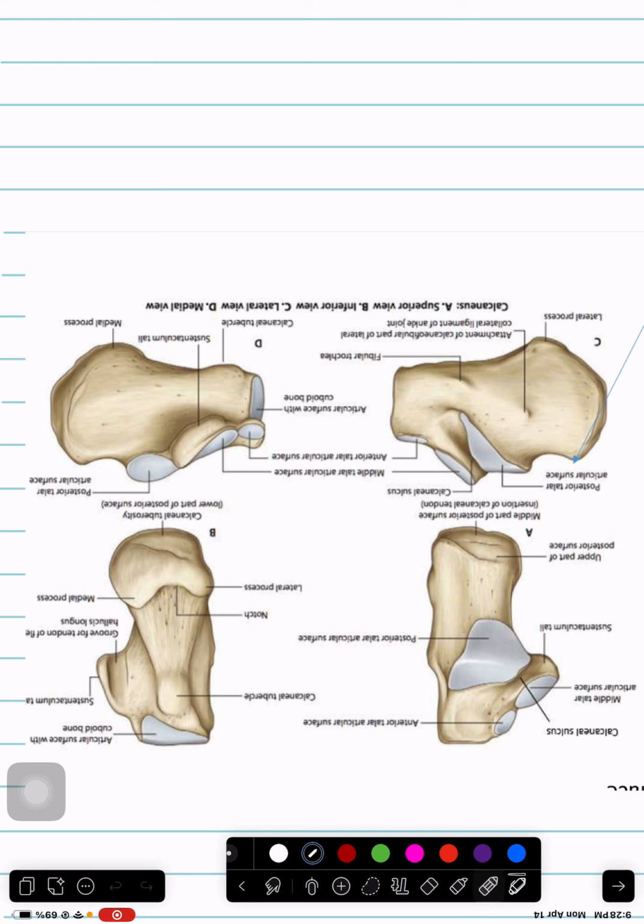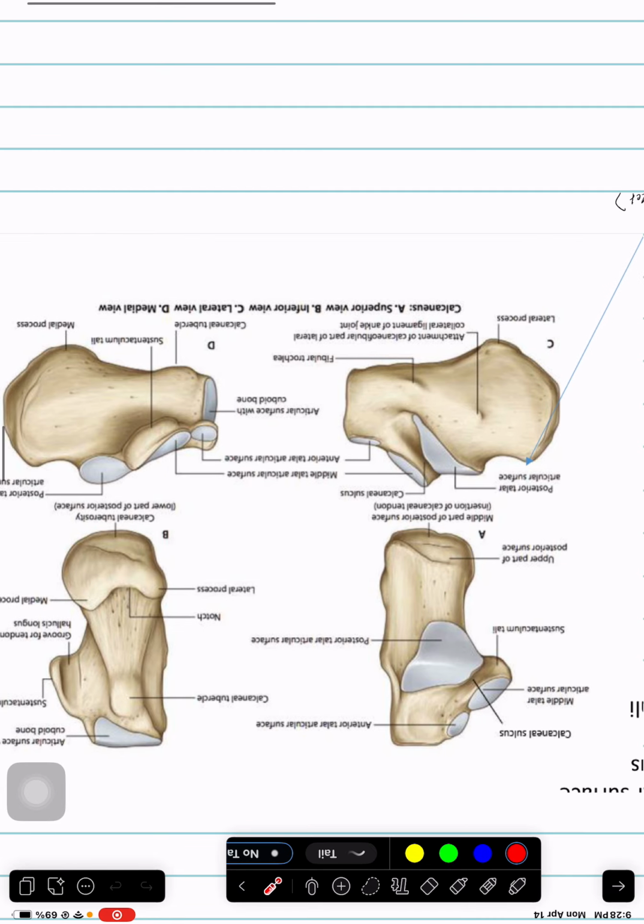So this is your, let me get my pointer. It's right here, would be your superior view. So this would be your superior surface. In your superior surface, you can see your sustentaculum tali. You have the articular surface that is going to articulate with the talus. So it's called the posterior talar articular surface, right here.